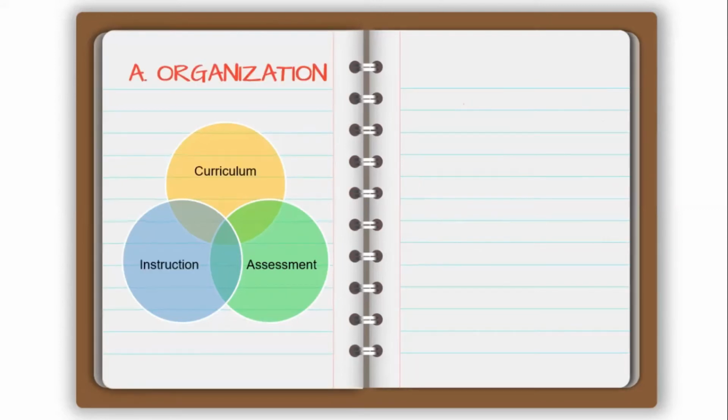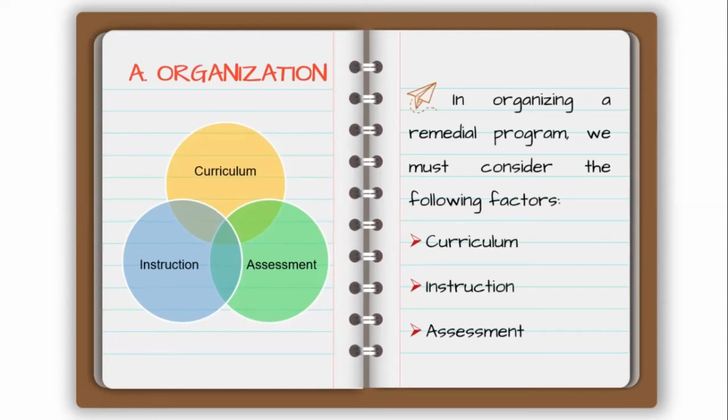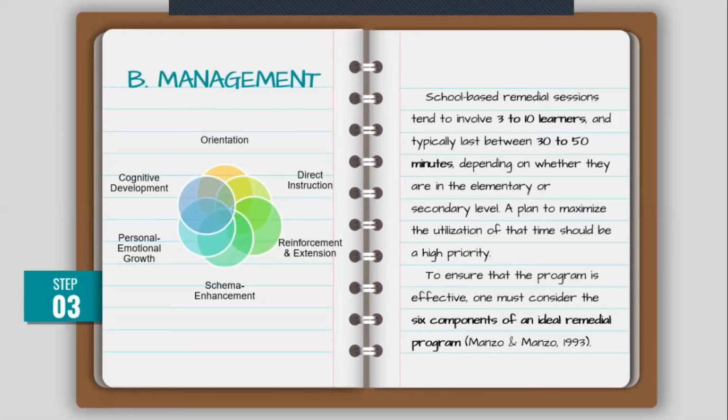Again, we have the key factors under organizing a remedial program. We have curriculum, instruction, and assessment. Now, how to manage a remedial program. School-based remedial sessions tend to involve 3 to 10 learners and typically last between 30 to 50 minutes, depending on whether they are in the elementary or secondary level. We plan to maximize the utilization of that time; it should be a high priority. To ensure that the program is effective, one must consider the 6 components of an ideal remedial program.